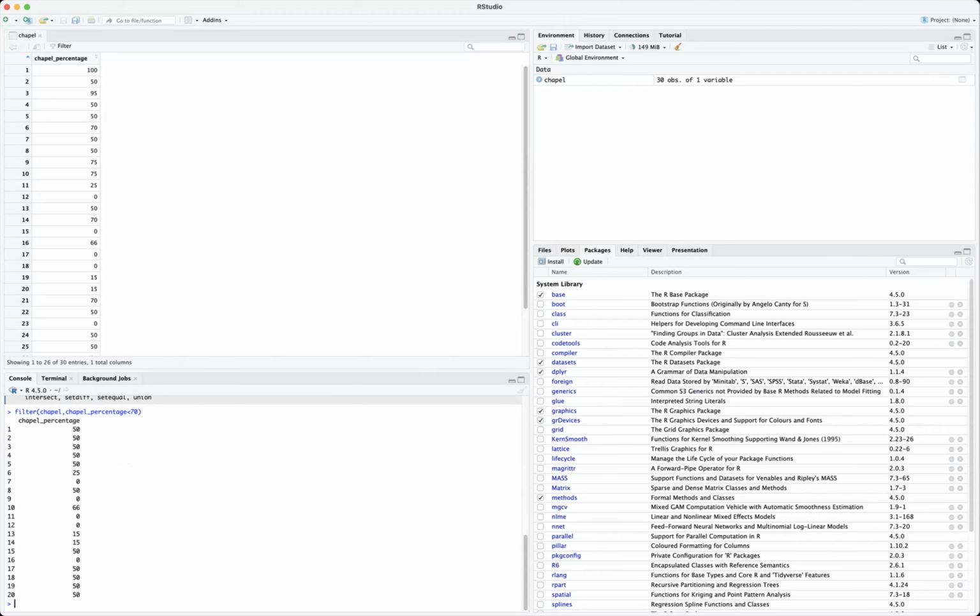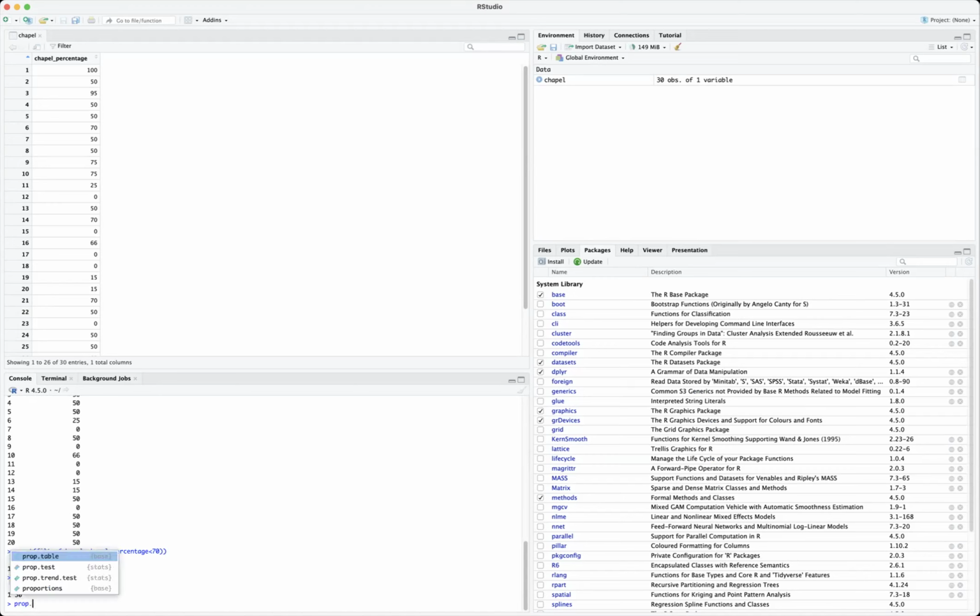Now, we don't actually need to know what they said, we just need to count them. So you could count how many there are, and you find out that there are 20 students who reported that they wanted fewer than 70% of chapels required. Well, now we need to know how many students there were total. So we can use the count command on the whole data set, and we see that there were 30 students total.